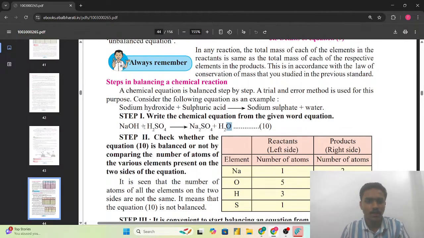देन हाइड्रोजन, हाइड्रोजन यहाँ पर एक और दो, तीन. और यहाँ पर हाइड्रोजन है दो. और सल्फर यहाँ पर एक है, और सल्फर यहाँ पर भी एक है.